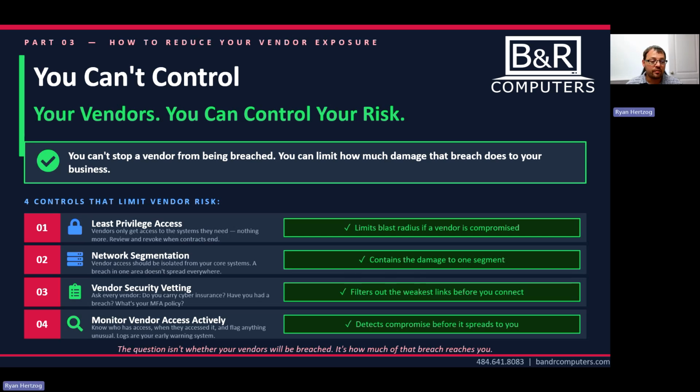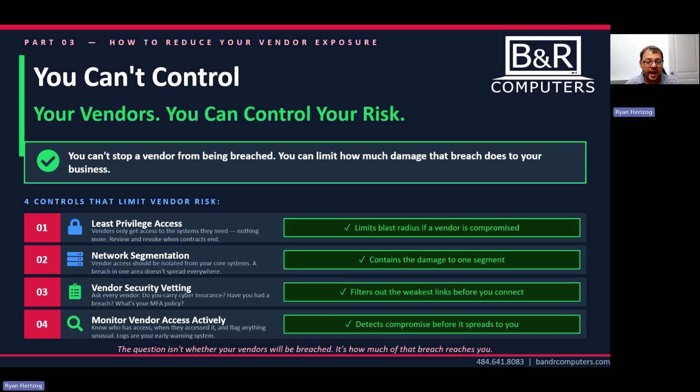Vendor security vetting. So ask your vendors, do you carry cyber insurance? Have you ever had a breach? And what's your multi-factor authentication policy? This is going to filter out the weakest links before you connect. Again, this is you getting to know your vendors and how seriously they take security, so that you can decide whether you want to do business with them or find a different vendor, or how you can limit their exposure in your business the most, so that they don't have a lot of access.